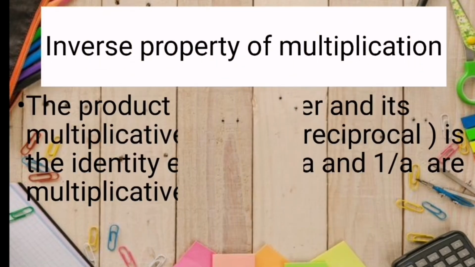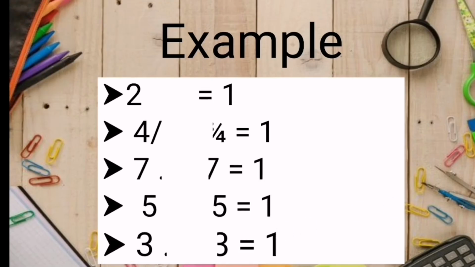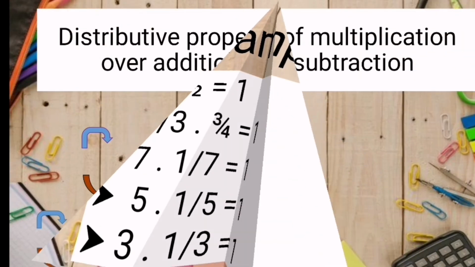Inverse property of multiplication. The product of a number and its multiplicative inverse (reciprocal) is the identity element 1. a and 1 over a are multiplicative inverses, where a times 1 over a is equal to 1. For example, 2 times 1/2 is equal to 1. 4/3 times 3/4 is equal to 1. Then 7 times 1/7 is equal to 1. 5 times 1/5 is equal to 1. Then 3 times 1/3 is equal to 1.